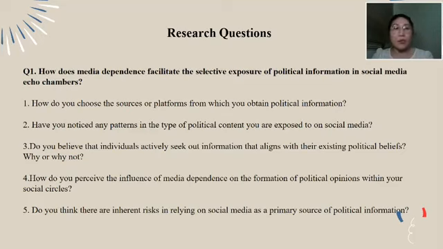3. Do you believe that individuals actively seek out information that aligns with their existing political beliefs? Why or why not? 4. How do you perceive the influence of media dependence on the formation of political opinions within your social circle? 5. Do you think there are inherent risks in relying on social media as a primary source of political information?